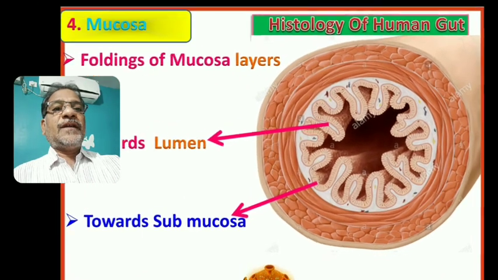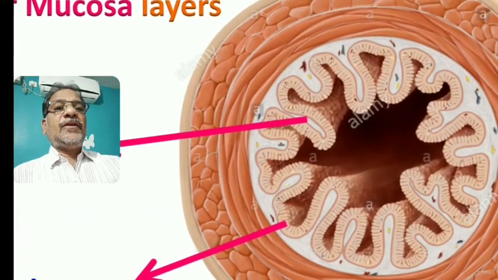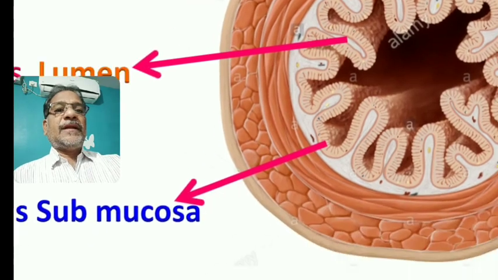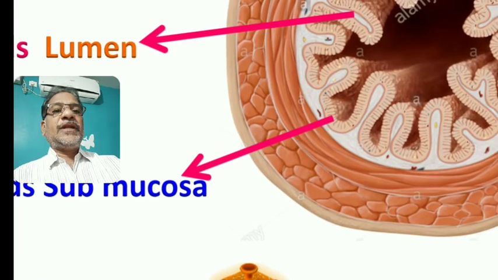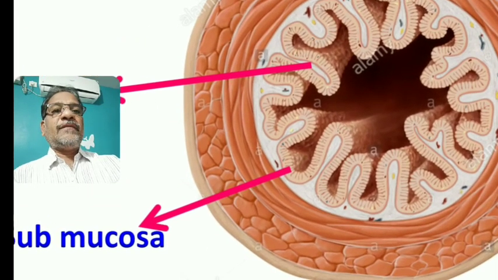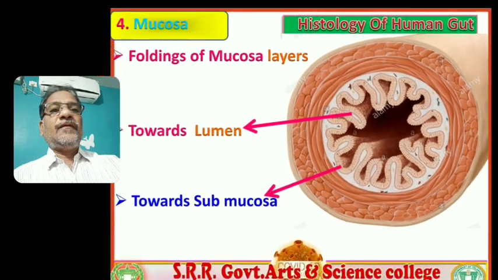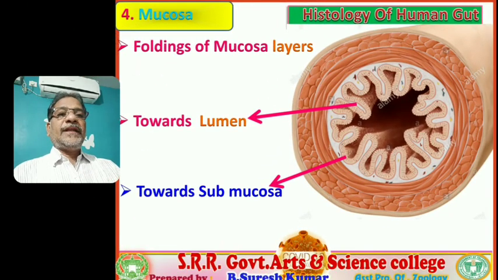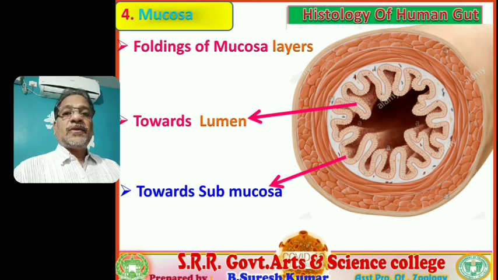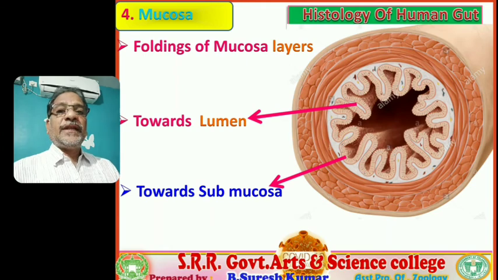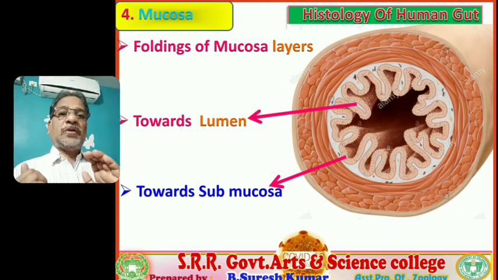This first one is directed towards the lumen, and you observe this one extended towards the submucosa. According to functional variation, the invaginations and evaginations are there. So the mucosa layer gives rise to foldings. Some foldings are towards the lumen and some foldings are towards the submucosa. Follow, students? Yes. Right.